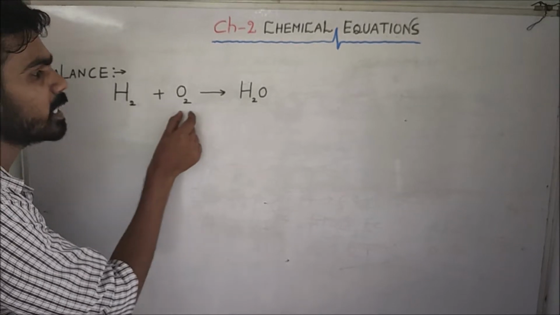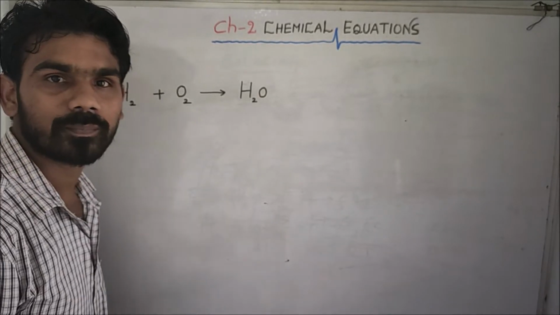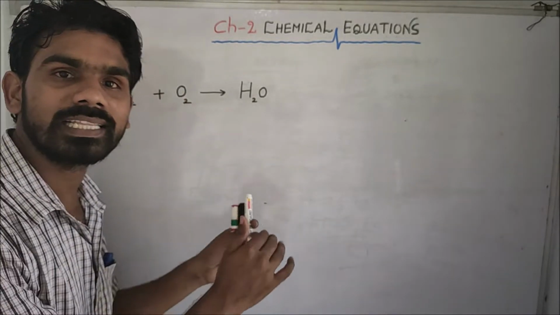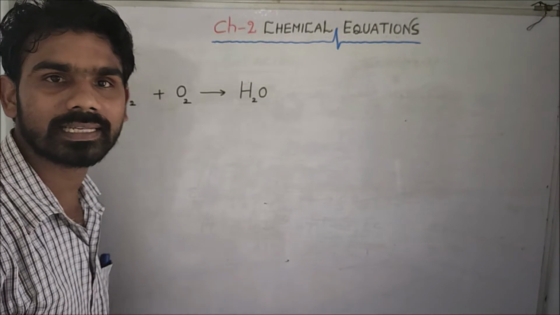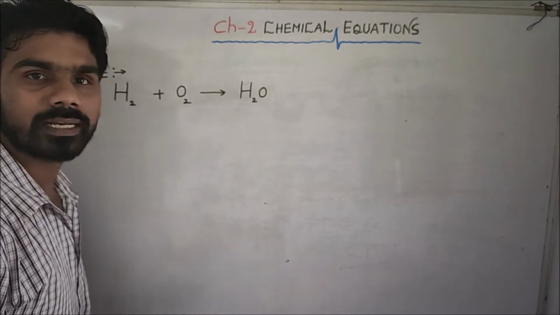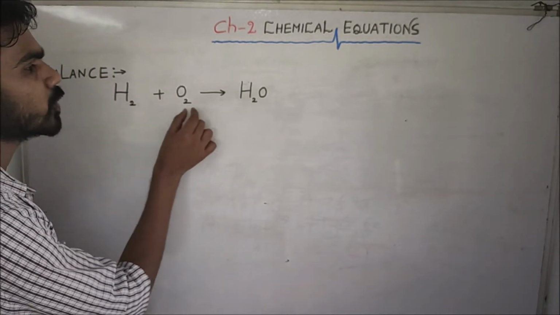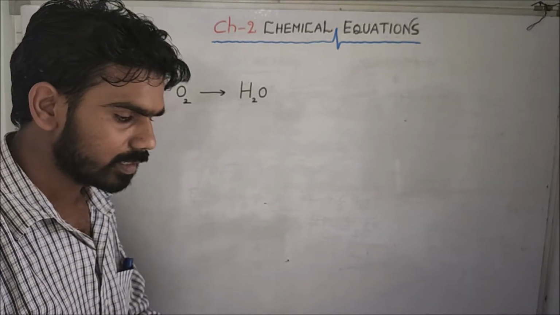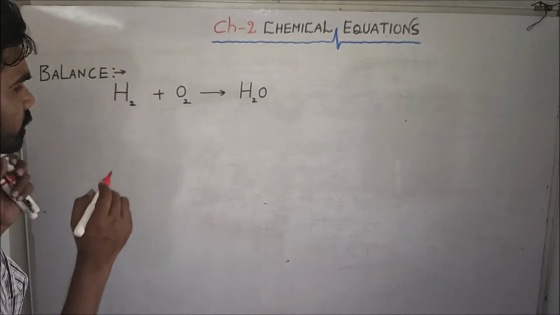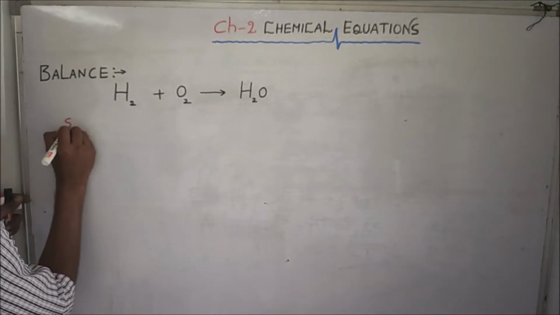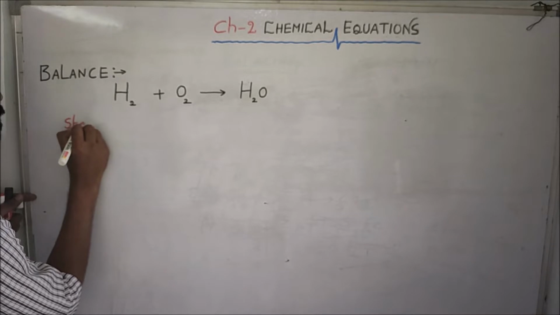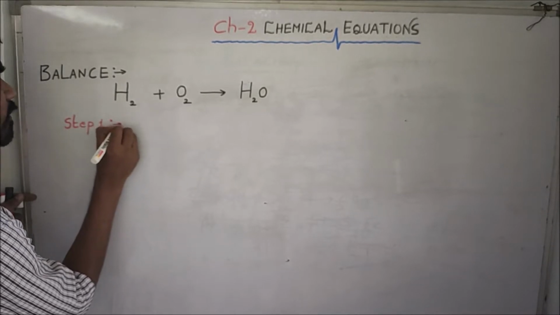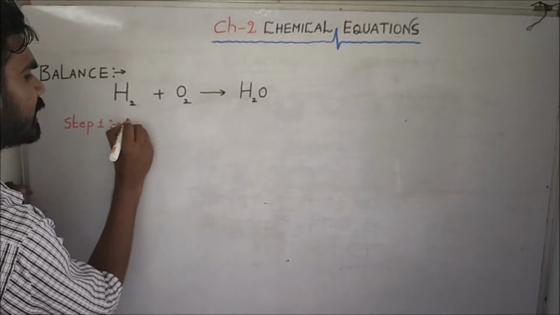Balance H2 plus O2 gives rise to H2O. Now this is the question. Whatever we have learned previously, those are the basics to solve this. The moment you see this question, we have to follow certain steps. In step 1, write the question as it is, by writing like this.